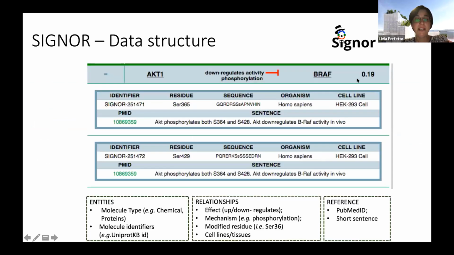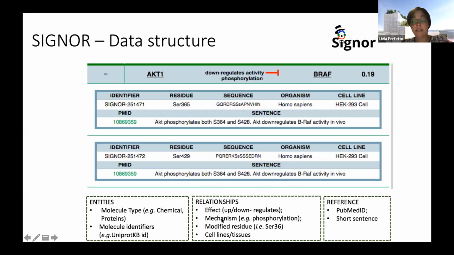So, something about the structure of the data that we host. Every interaction in SIGNOR is composed of three main parts. First, the part concerning the entities, the molecules that form the binary interaction. We have essentially proteins, but we also have protein complexes, protein families, phenotypes, stimuli, chemical compounds, and so forth. Secondly, we annotate information about the relationship. The minimum is the effect, the up or down regulation of the target.